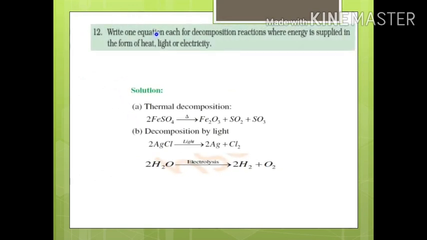The last question: write one equation each for a decomposition reaction where energy is supplied in the form of heat, light or electricity. Then you can note down any of the reactions given in the textbook. Using heat energy, it is thermal decomposition; using light, it is photolytic decomposition; and using electricity, it is electrolytic decomposition, that is H2O gives H2 plus O2. So, any three examples, one each from heat, light and electricity.